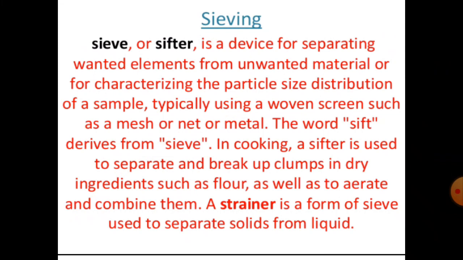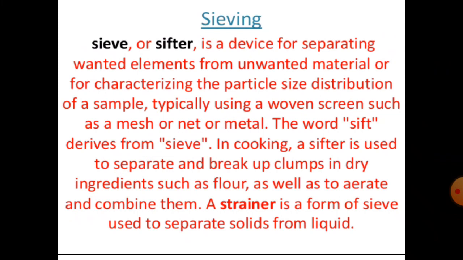Sieving. A sieve or sifter is a device for separating wanted elements from unwanted material or for characterizing the particle size distribution of a sample, typically using a woven screen such as mesh or net or metal. The word sift derived from sieve. In cooking, a sifter is used to separate and break up clumps in dry ingredients such as flour as well as to aerate and combine them.